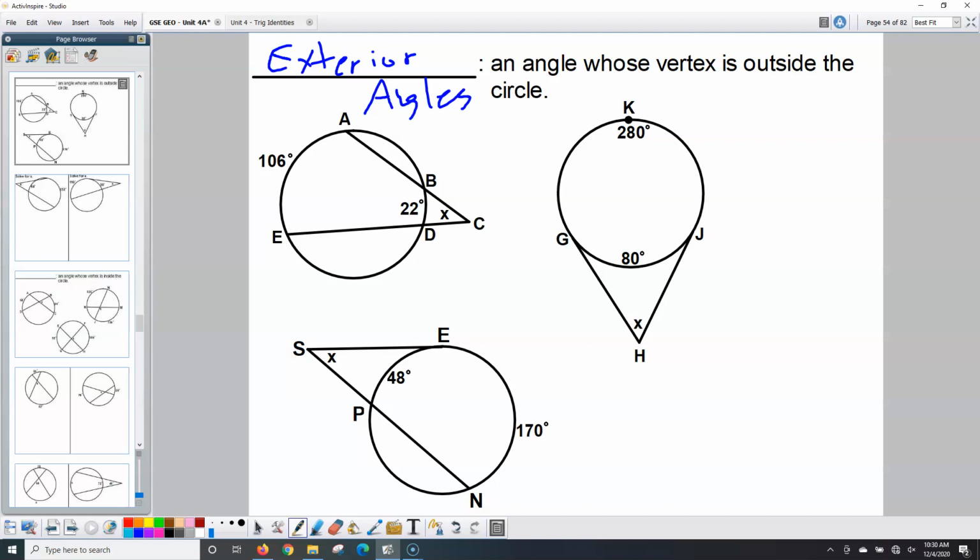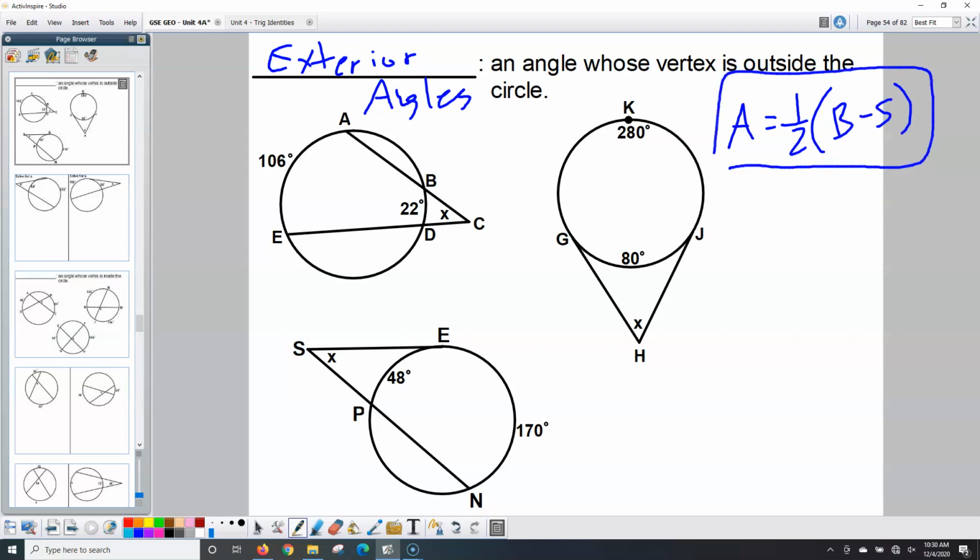Now, with exterior angles, our rule is the angle equals 1/2 times the big arc minus the small arc. This is a rule you need to commit to memory right there. So if I'm looking at the one on the left side, the outside angle is x equals 1/2. The big arc is 106 and the small arc is 22. And I could just punch that one in my calculator. That's a real nice, easy one. I think that is half of 42.